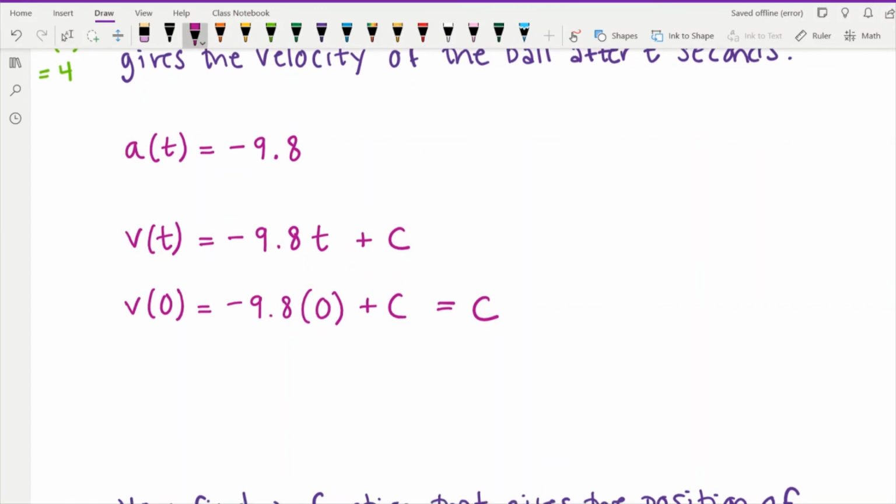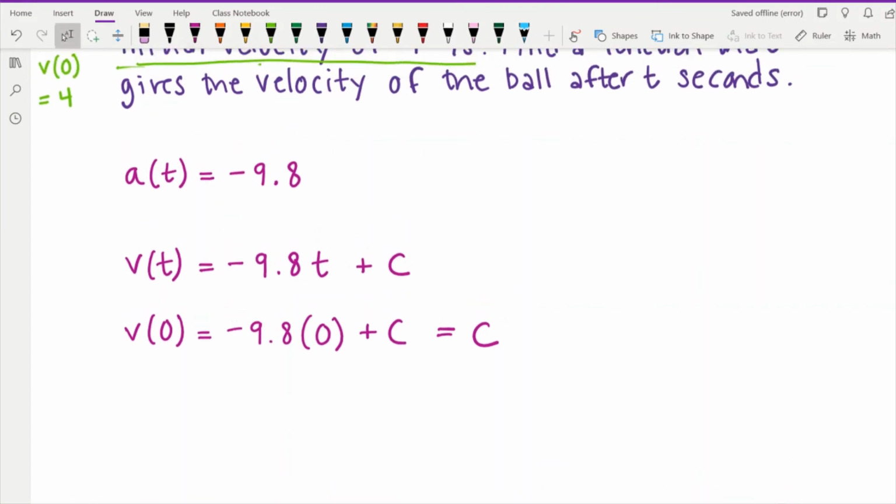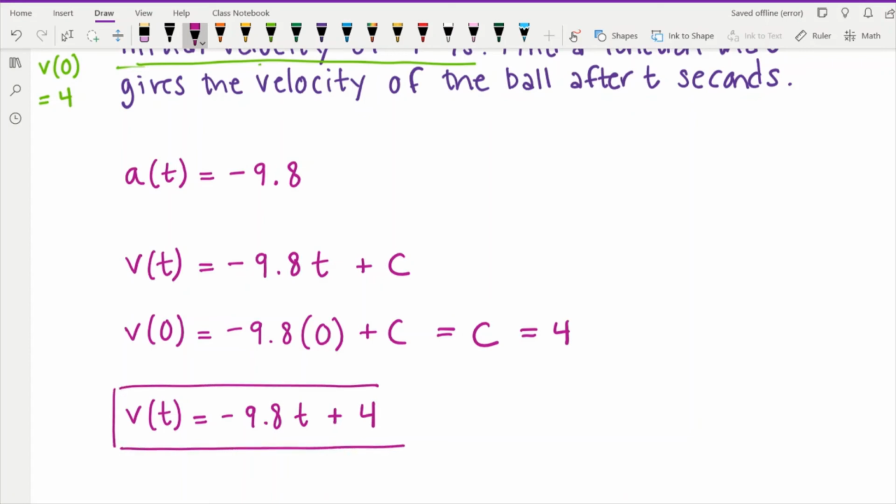And so that tells us that because our initial velocity is supposed to equal 4, c is equal to 4. So in this case, c actually is equal to that number that v of 0 was. And so this tells us that our velocity function is negative 9.8 t plus 4. So that is the function that gives the velocity of this ball after t seconds.